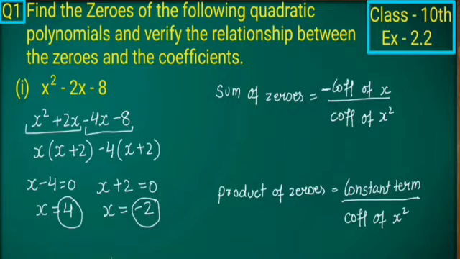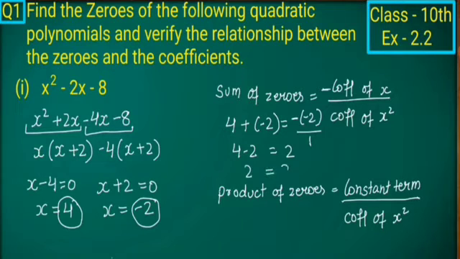Now we have to verify the relationship between zeros and coefficients. So first we have to verify the sum of the zeros. Same formula, we have to add these two values. Sum means we have to add. Then the formula is minus coefficient of x. So the coefficient of x is minus 2. We have to include the sign also. Here the sign of 2 is minus and 1 minus is from the formula. And the coefficient of x square is 1. From here if we solve, we will get 2 is equal to 2. Hence this is verified.